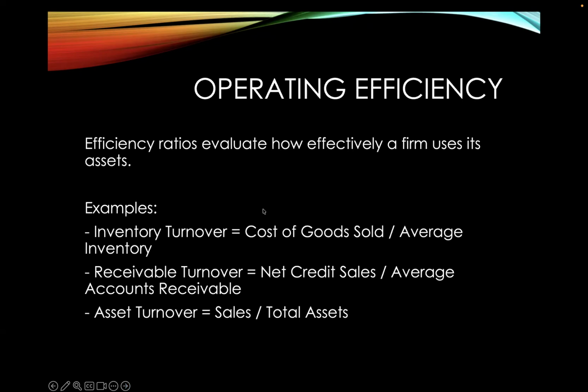There's another set of ratios called operating efficiency. The efficiency ratios evaluate how effectively a firm uses its assets. Again, class, we use the assets to generate revenue. We have some examples here. Inventory turnover is cost of goods sold over the average inventory. Receivable turnover is net credit sales over average accounts receivable. And then we have the asset turnover, which is basically your total sales over total assets.